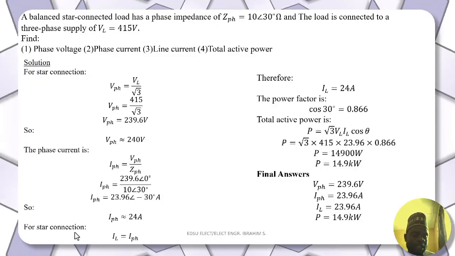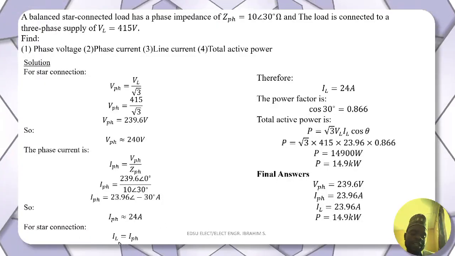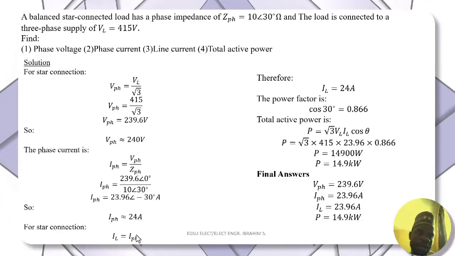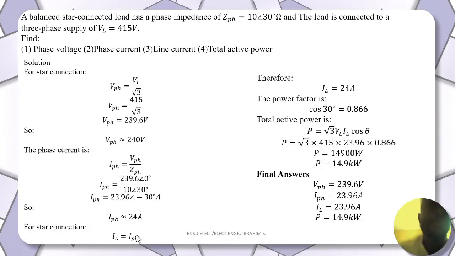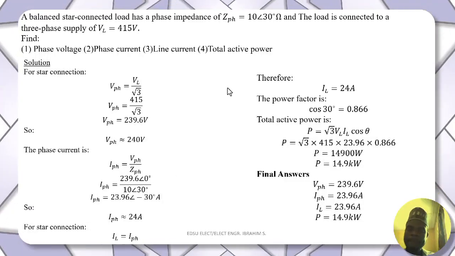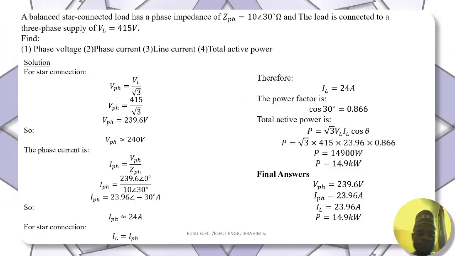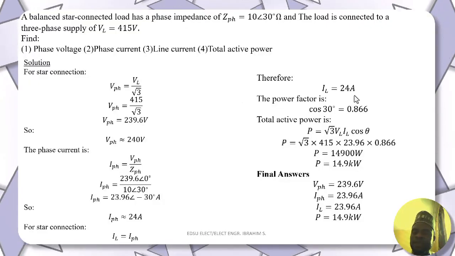And don't forget this is a star connection, and it means our I line and our I phase are the same, right? They are the same. So if they are the same, then my I line is 24 amps.